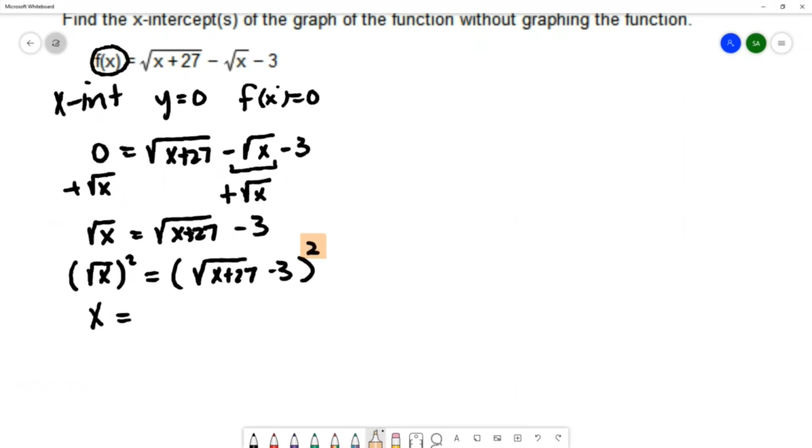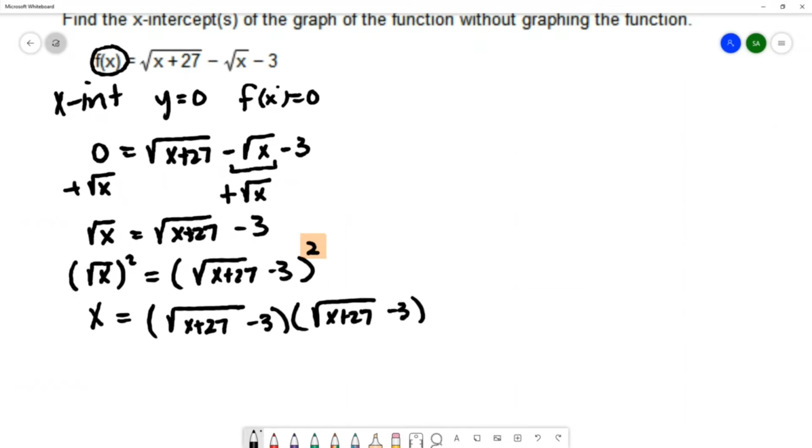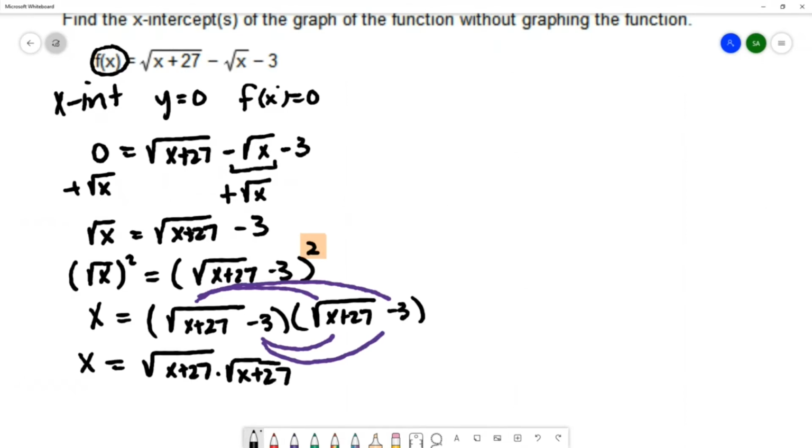When we square something, we multiply that base twice. So we're going to multiply square root of x plus 27 minus 3 times square root of x plus 27 minus 3. So we want to multiply this out. We'll multiply the first two terms together, then the outside two terms, then the inside two terms, then the last two terms. So we multiply square root of x plus 27 times square root of x plus 27, minus 3 square root of x plus 27, minus 3 square root of x plus 27, and plus 9.